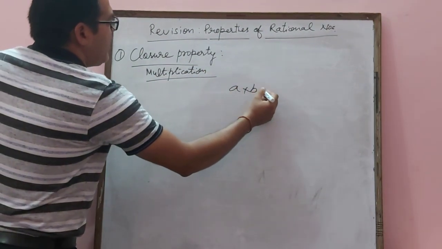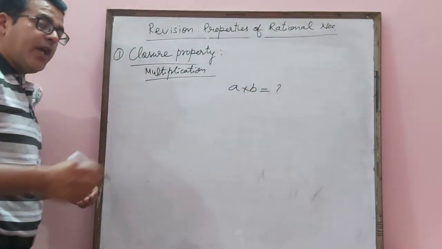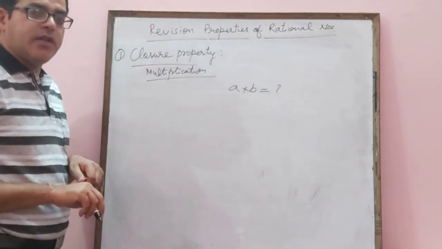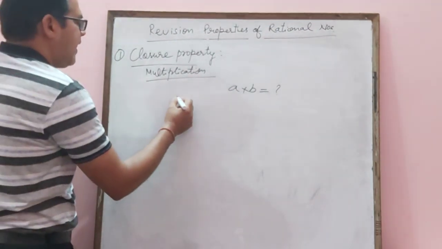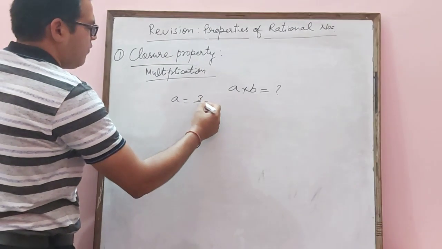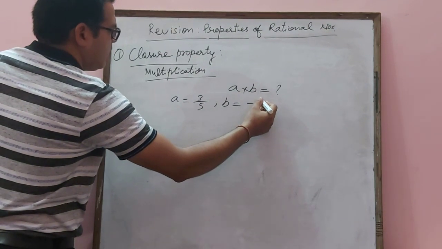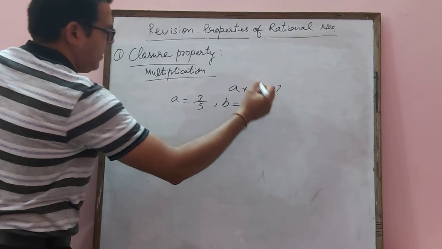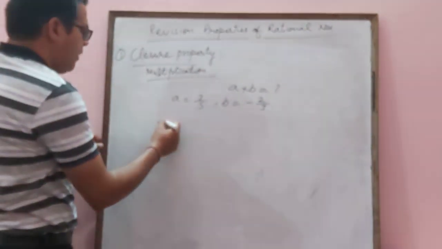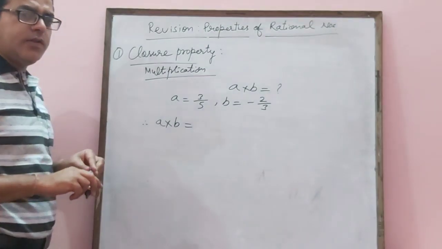A into B equals to what? We have to check whether we will get a rational number or some other number. You can check here. Let A be 3 by 5 and B be minus 2 upon 3. Any number we can take. Now what will come here when we find their product?